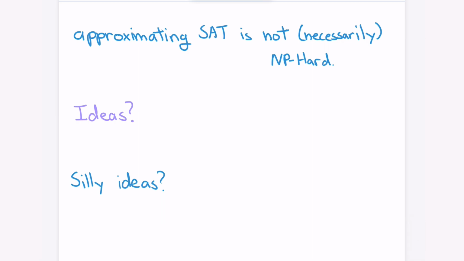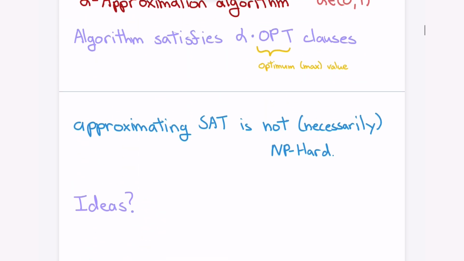So again, trying to approximate SAT. Approximating SAT is not necessarily NP-hard, right? So does anyone have any ideas for an algorithm? Are you just given a SAT formula? No pressure to solve it exactly. Just trying to come up with heuristics that can try to satisfy a lot of clauses, and maybe we can also try to justify it.